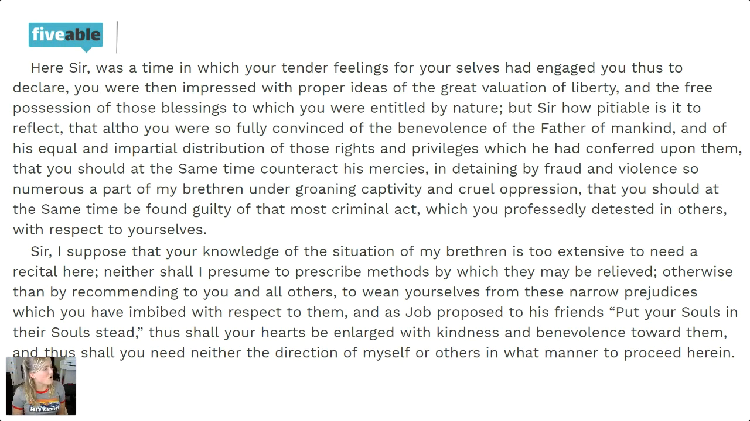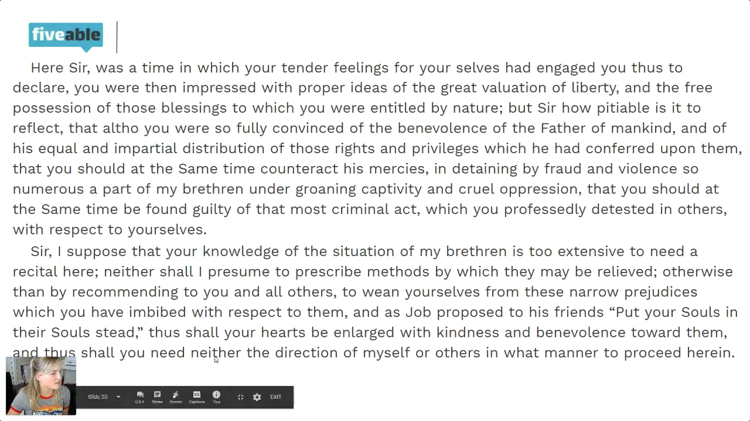Sir, I suppose that your knowledge of the situation of my brethren is too extensive to need a recital here. Neither shall I presume to prescribe methods by which they may be relieved, otherwise than by recommending to you and all others to wean yourselves from these narrow prejudices which you have imbibed with respect to them. And as Job proposed to his friends, put your souls in their souls instead. Thus your hearts will enlarge with kindness and benevolence towards them, and thus shall you neither hear the direction of myself or others in what matter to proceed herein.